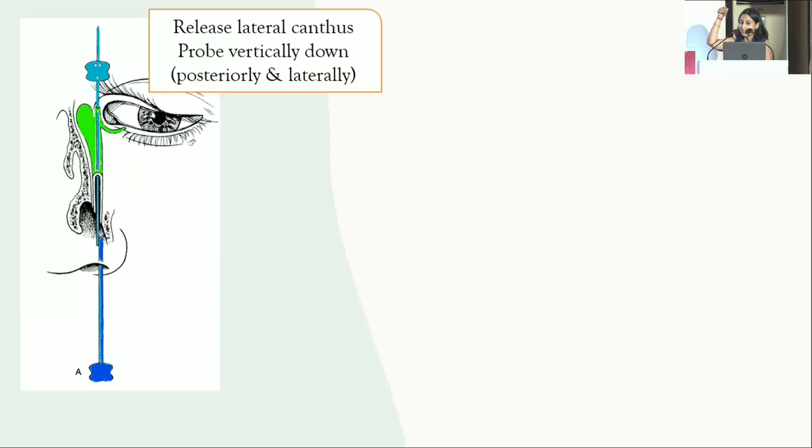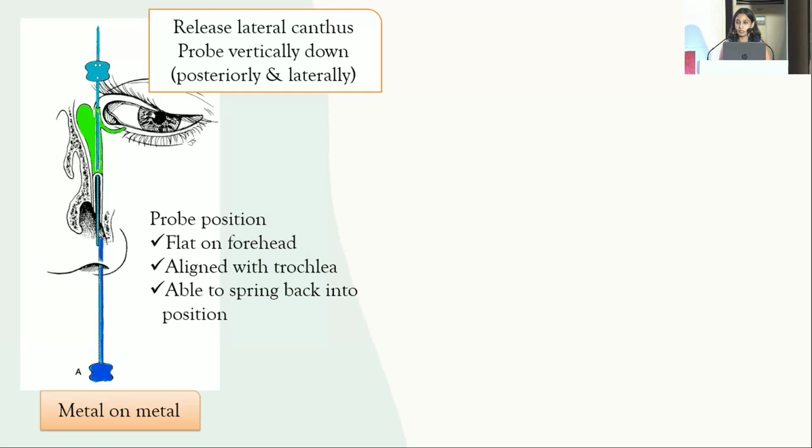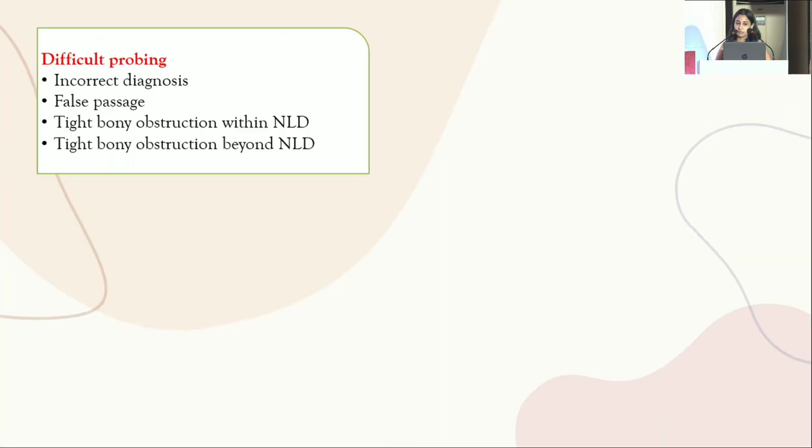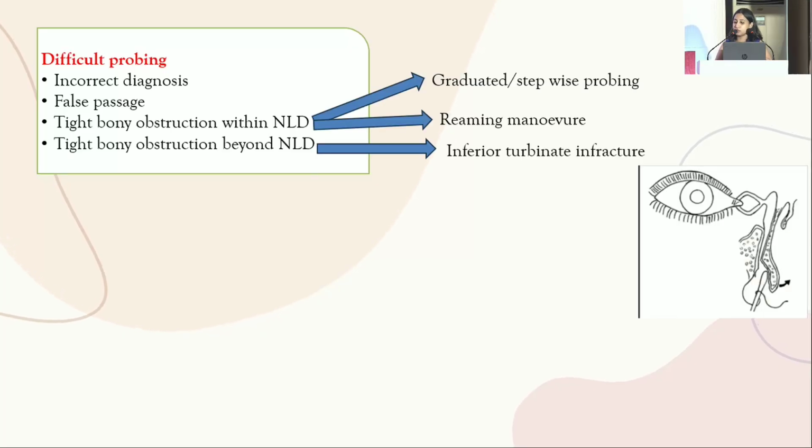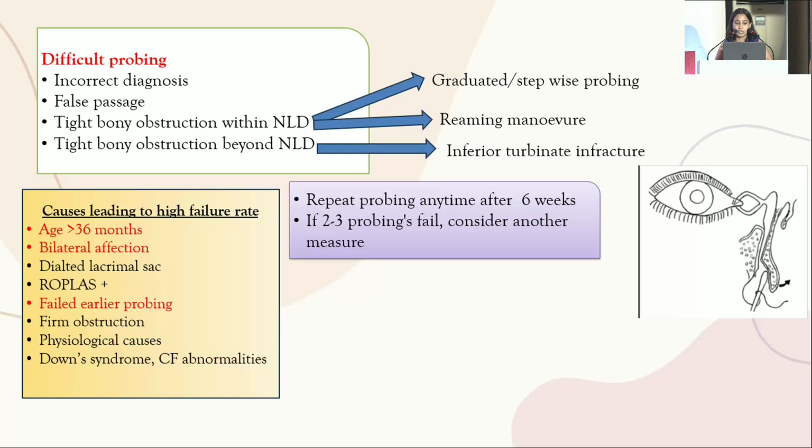And then what it does is it punctures the membrane that was below down there. How to know it is in a correct position? It will be aligned with the trochlea, and we confirm the patency with syringing. There can be certain problems with probing, like false passage or an obstruction. Obstruction due to turbinate can be controlled by inferior turbinate in-fracture. Probing can be repeated 2 to 3 times, and there is a good resolution rate.